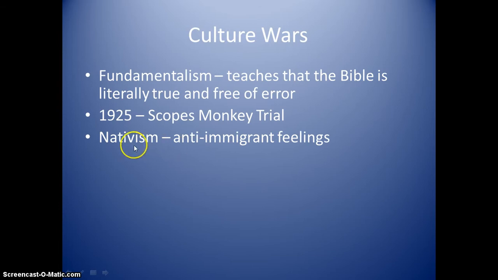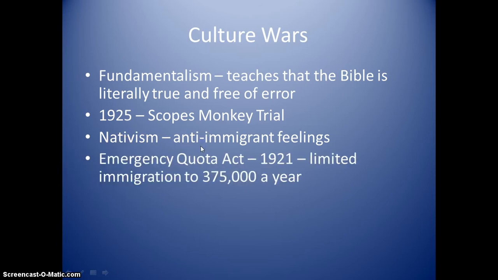Also at the same time, there was a lot of nativism. We talked about xenophobia, and xenophobia and nativism kind of go hand in hand. It's basically against immigration. And in 1921, because of nativism and xenophobia, the United States government limited immigration to 375,000 people a year, which sounds like a lot, but really it was not that many.